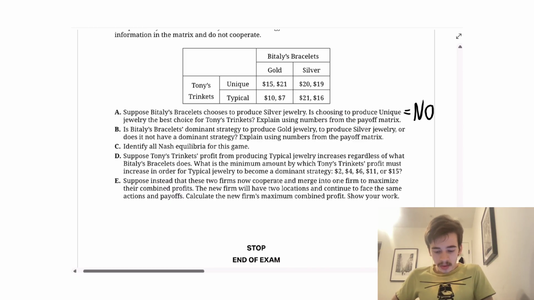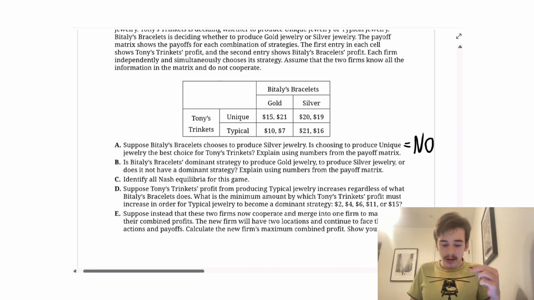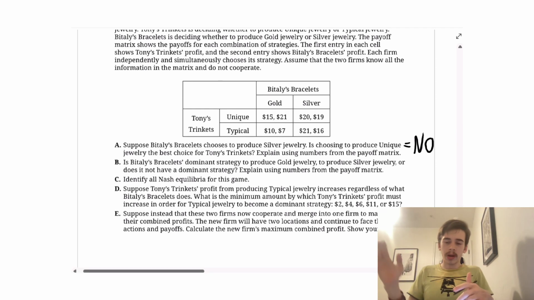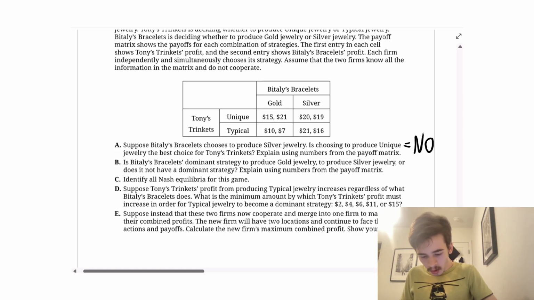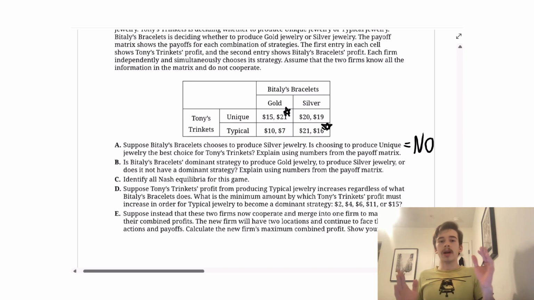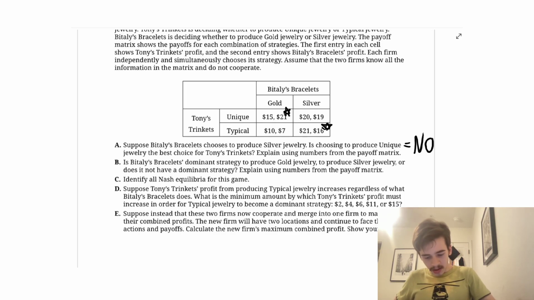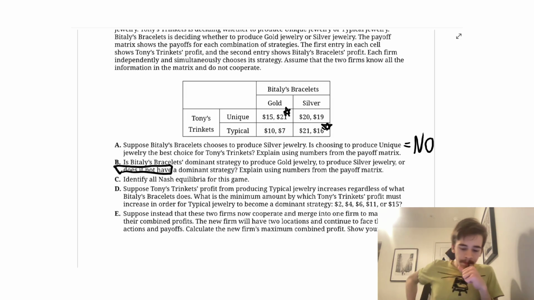Dominant strategy to produce gold or to produce silver jewelry. So we're analyzing Beverly's Bracelets' dominant strategy. Okay, well, Beverly's Bracelets, so we're looking at the right numbers. Let's see. 21 or 19, which one's bigger? 21. 16 or 7, which one's bigger? 16. Simple as that. We see that they're not in line, that it varies depending on the decision of Tony's Trinkets, which strategy Beverly's Bracelets will choose. So it doesn't actually have a dominant strategy, and then you explain it in your own words. So it does not actually have a dominant strategy.